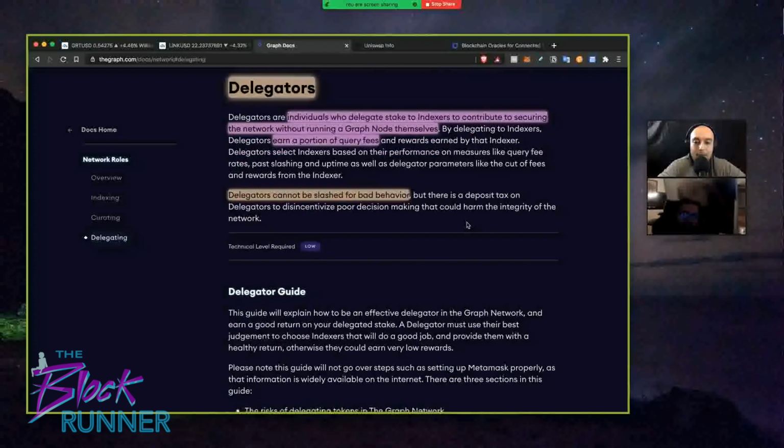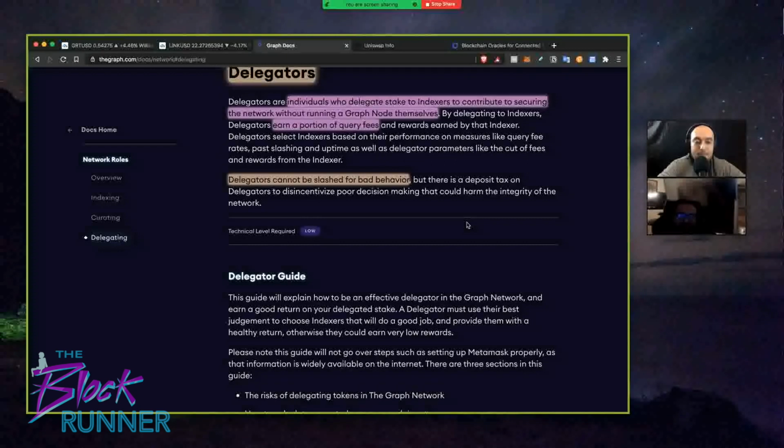Correct. And then I guess as a delegator, if you don't do your due diligence and you delegate to a malicious indexer, you just won't make any fees. But there's no risk of your stake being slashed or anything like that. Oh, absolutely not.